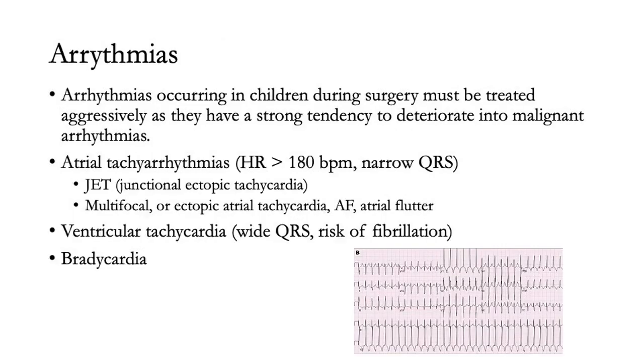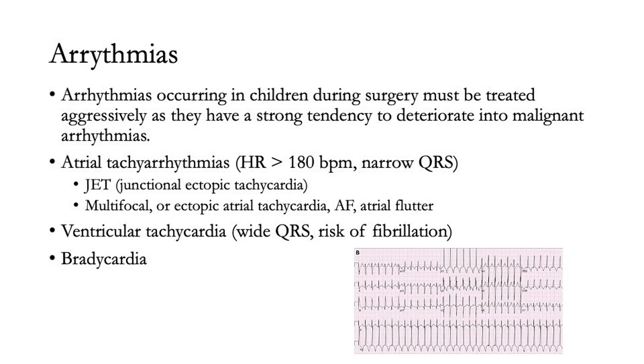Arrhythmias are very common and may be an intrinsic feature of certain defects. For example, some children have two AV nodes, AV block is common, and WPW syndrome is linked to Ebstein's anomaly. It may also be linked to surgery, for example AV block after perimembranous VSD correction. Arrhythmias occurring in children during surgery must be treated aggressively as they have a strong tendency to deteriorate into malignant arrhythmias. Also, as discussed before, cardiac output is highly dependent on heart rate in children.